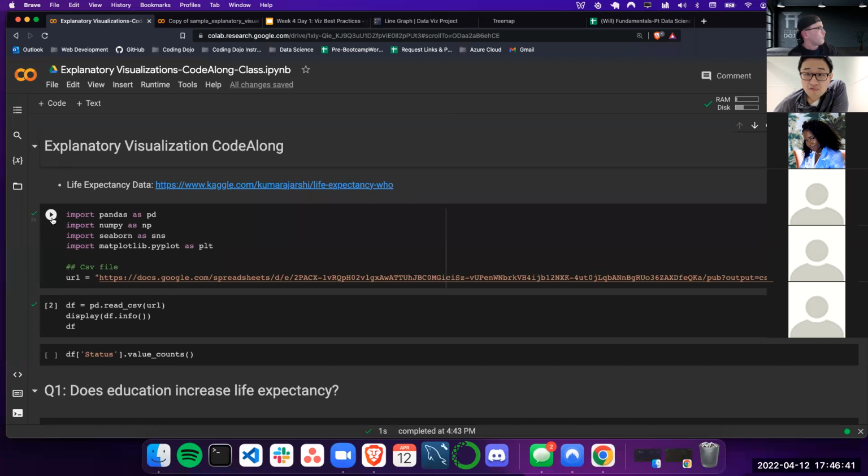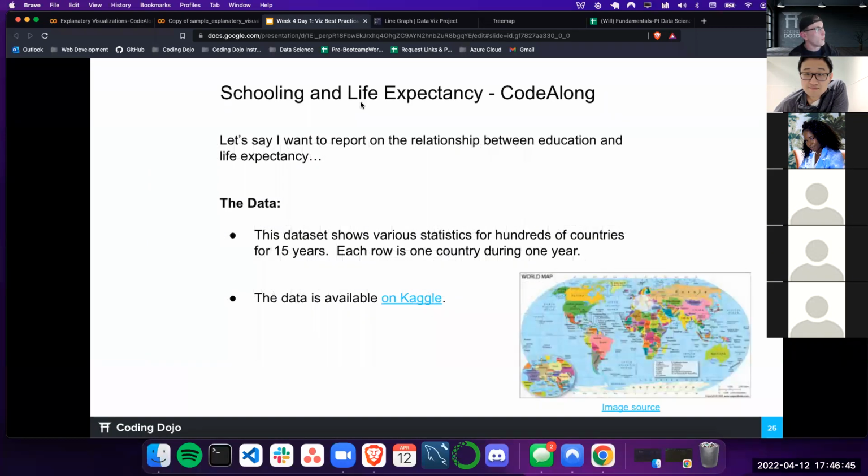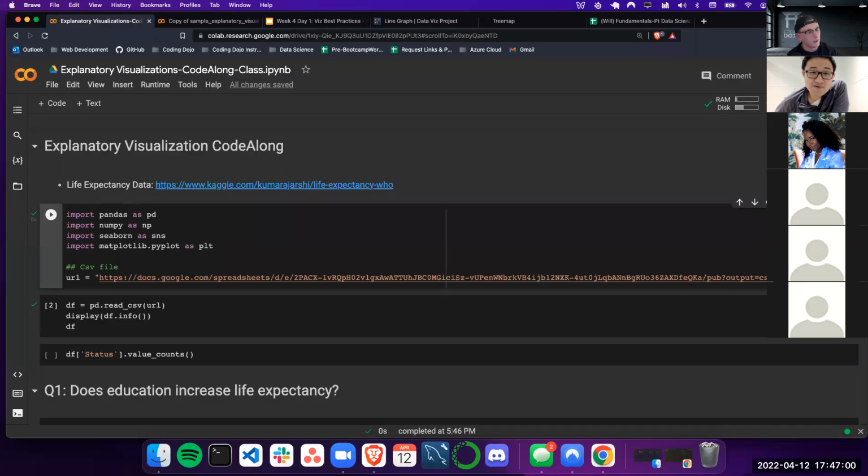Okay. So what we're dealing with is this life expectancy data. It's a data set that shows various statistics for hundreds of countries for 15 years. Each row is one country during 1 year. And this data set is available on Kaggle. Now, if you just make a copy of this, the data is a URL, so you can just make a copy and you don't have to download it.